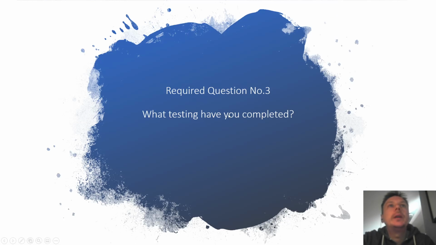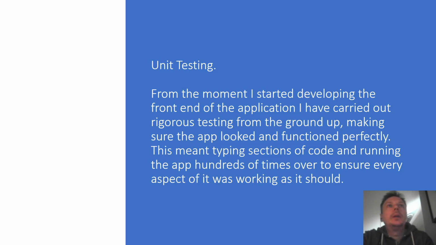Required question number 3: what testing have you completed? From the ground up I carried out unit testing, and from the moment I started developing the front end of the application, I carried out rigorous testing, making sure that the app looked and functioned perfectly. This meant typing sections of code and running the app hundreds of times over to ensure every aspect of it was working as it should. That went from the start of development right till the end, to make it look right and make sure all the functions of the app worked properly. And the testing of the app probably took up the most time in development.